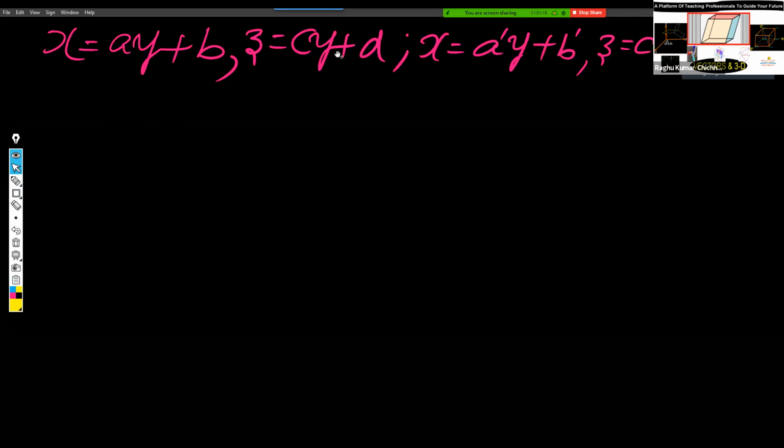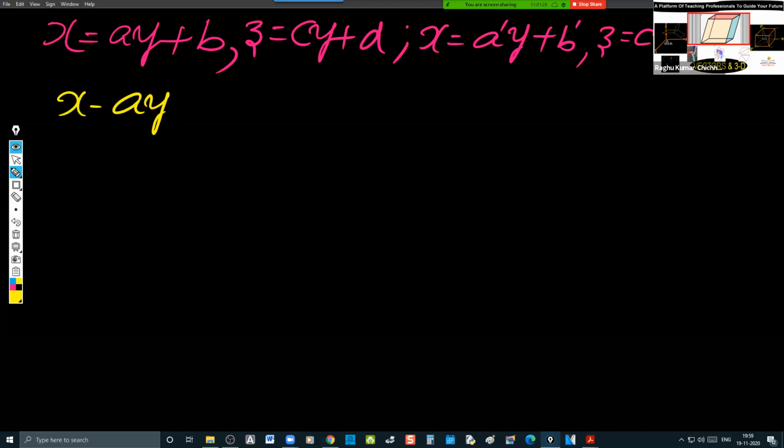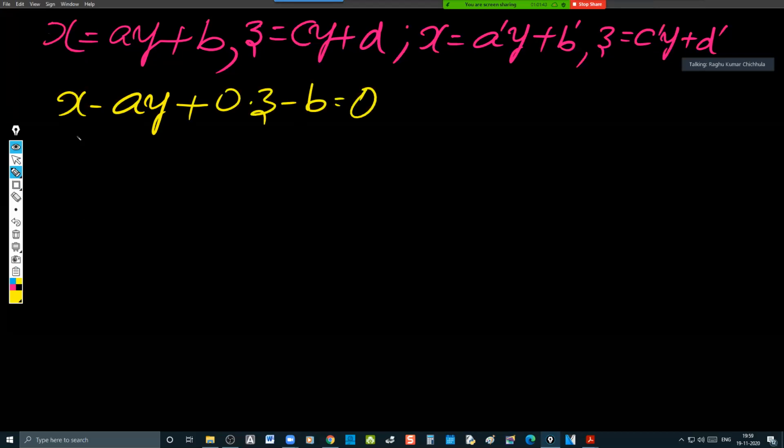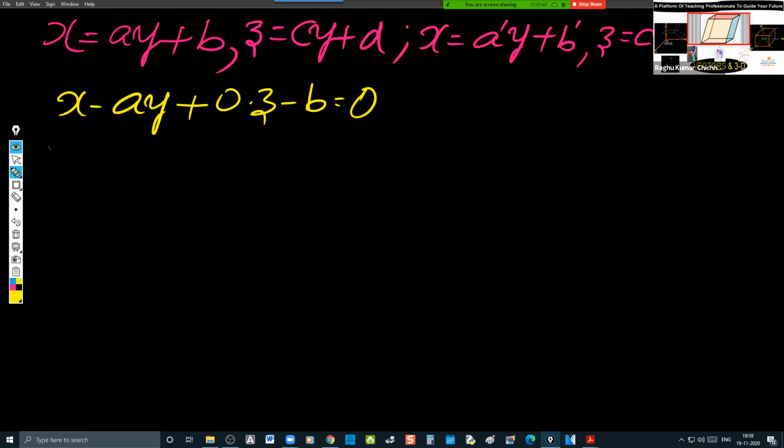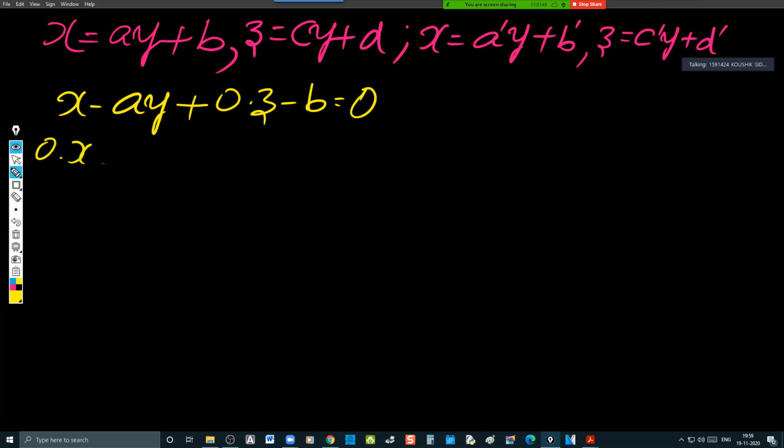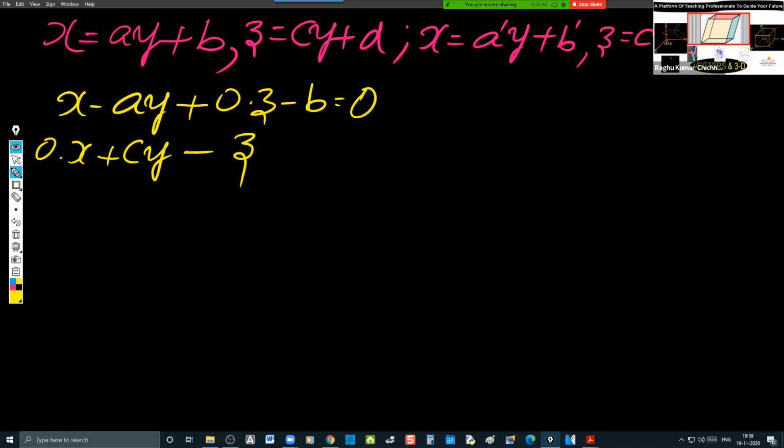These are the two planes. Understand that. Now I'm writing them in order. x minus ay plus 0z minus b equal to 0. Kaushik, tell me the other plane, please. 0x plus cy minus z plus d equal to 0. Correct?